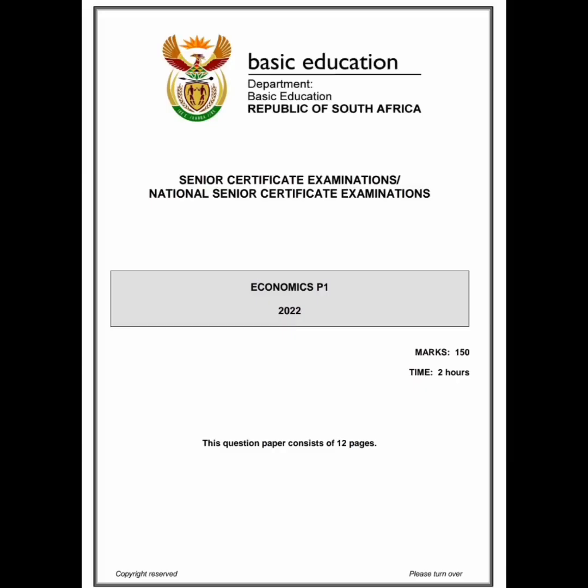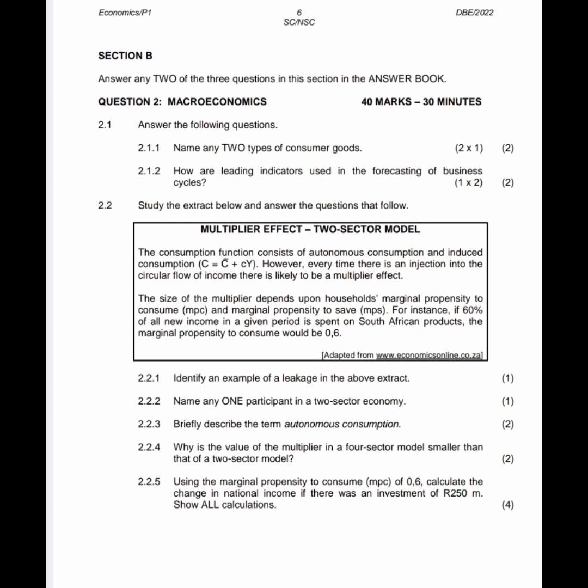So now we'll be doing our 2022 paper, which is from Gauteng. We're still busy with our circular flow section. So question 2.1, answer the following questions. 2.1.1, name any two types of consumer goods. So our consumer goods, we know that they are non-durable goods, semi-durable goods, durable goods, and services. So here they just needed two, so you can choose any of the two.